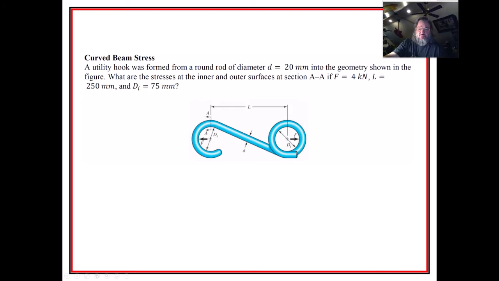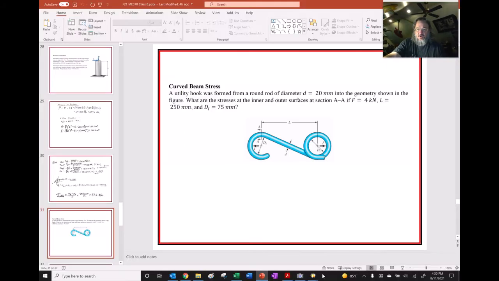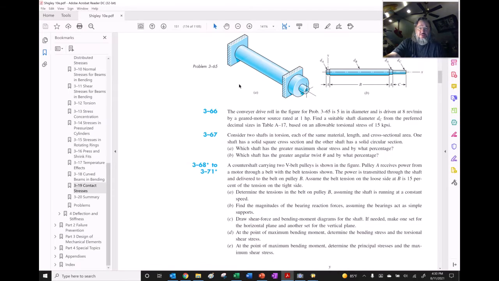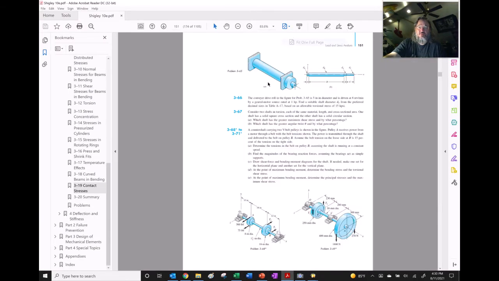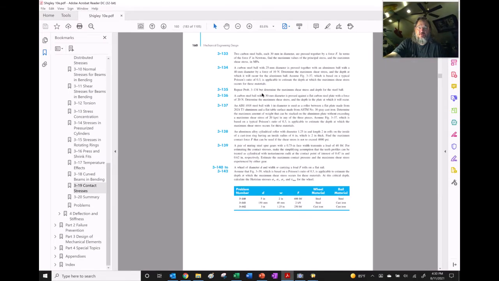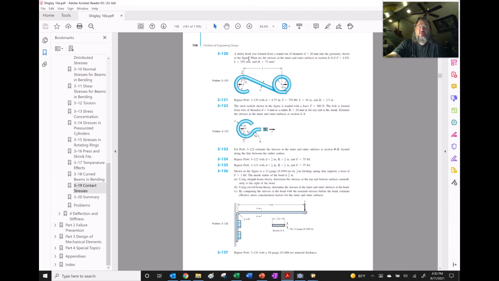And I think this is problem 3120 from one of the editions. Let's see, is that 3120? There it is, 3120. Woohoo!